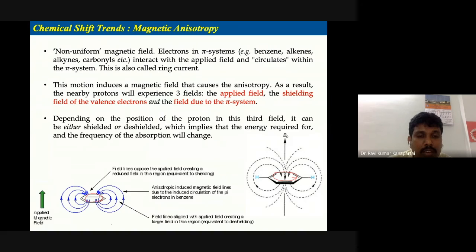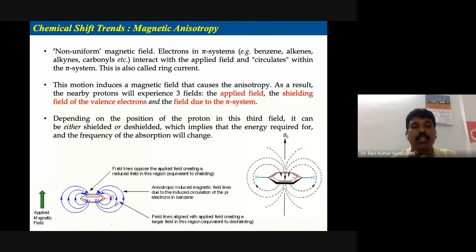The circulation of electrons is what we refer to as a ring current. Because of this circulation, we have a secondary magnetic field. Now go back to your original position. A proton is sitting on the periphery of the carbon skeleton. Here it experiences B0, and it also experiences a secondary magnetic field.